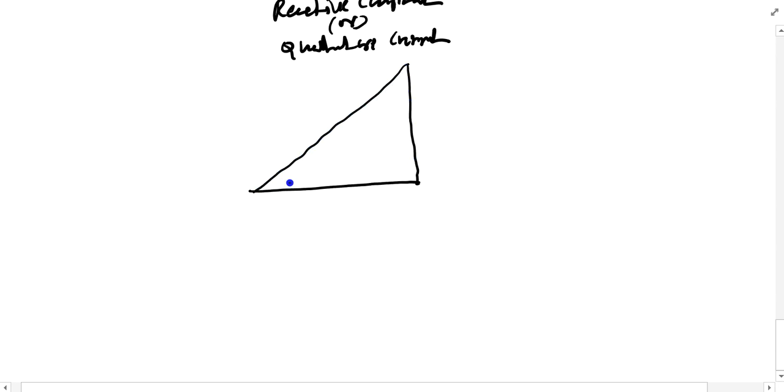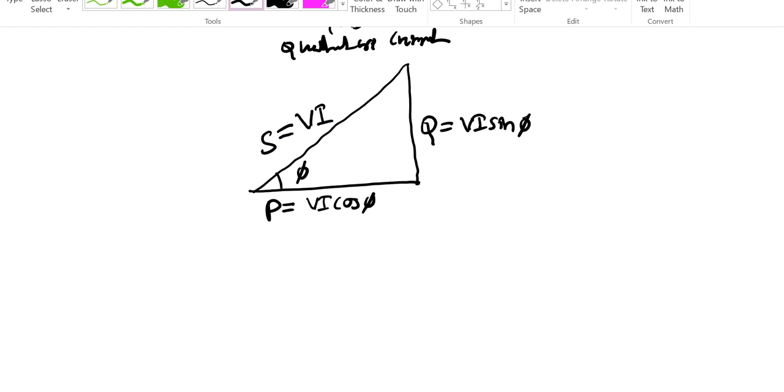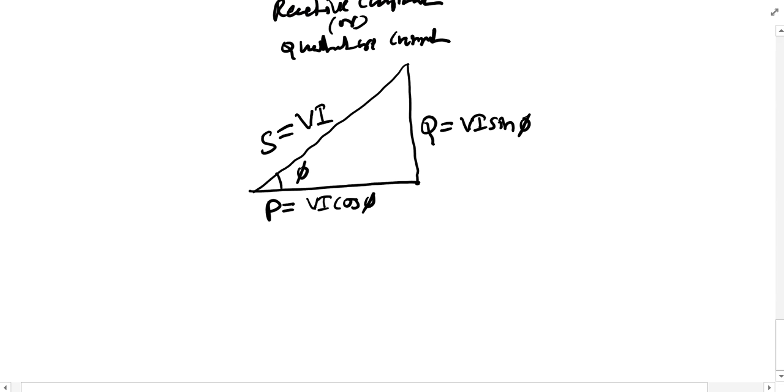This is the power triangle I am drawing. This side is VI cos phi, this is nothing but P, and this is my Q, VI sin phi, and this is phi, and this is S, called VI. These are the different names you can give here, and you can write the values here.